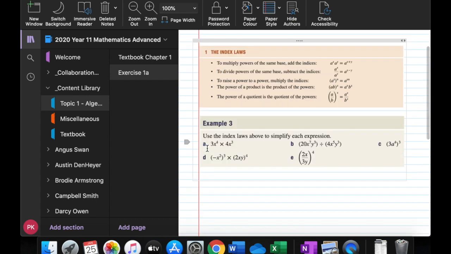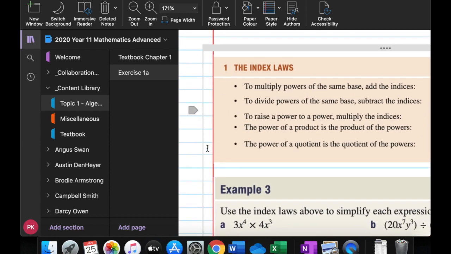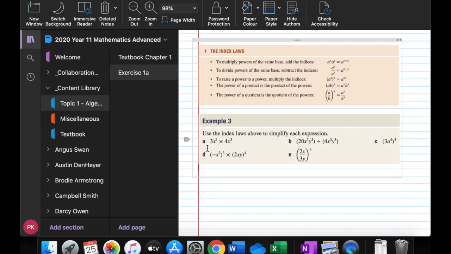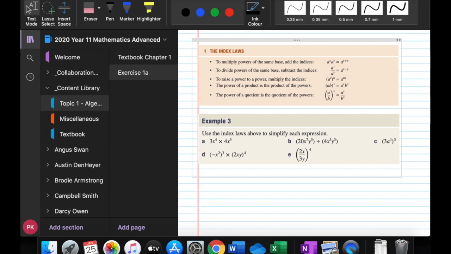Command V. Okay. Let's have a look. So that first one, we've got 3x to the 4 times 4x to the 3. Oh, why is this not letting me maneuver it so easily? Draw. This is the first time I've done this, by the way. I've got it kind of screencasting to my iPad or something.